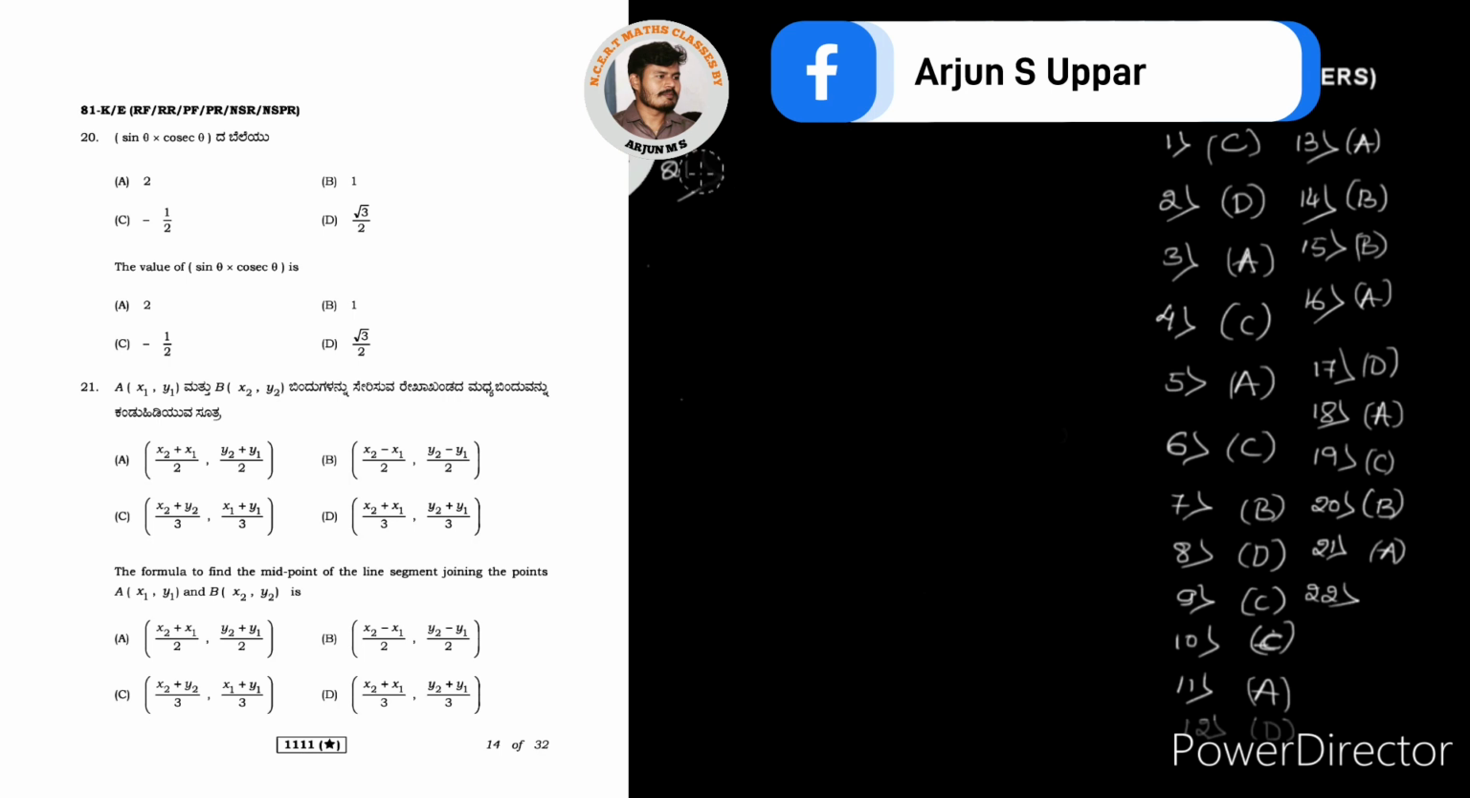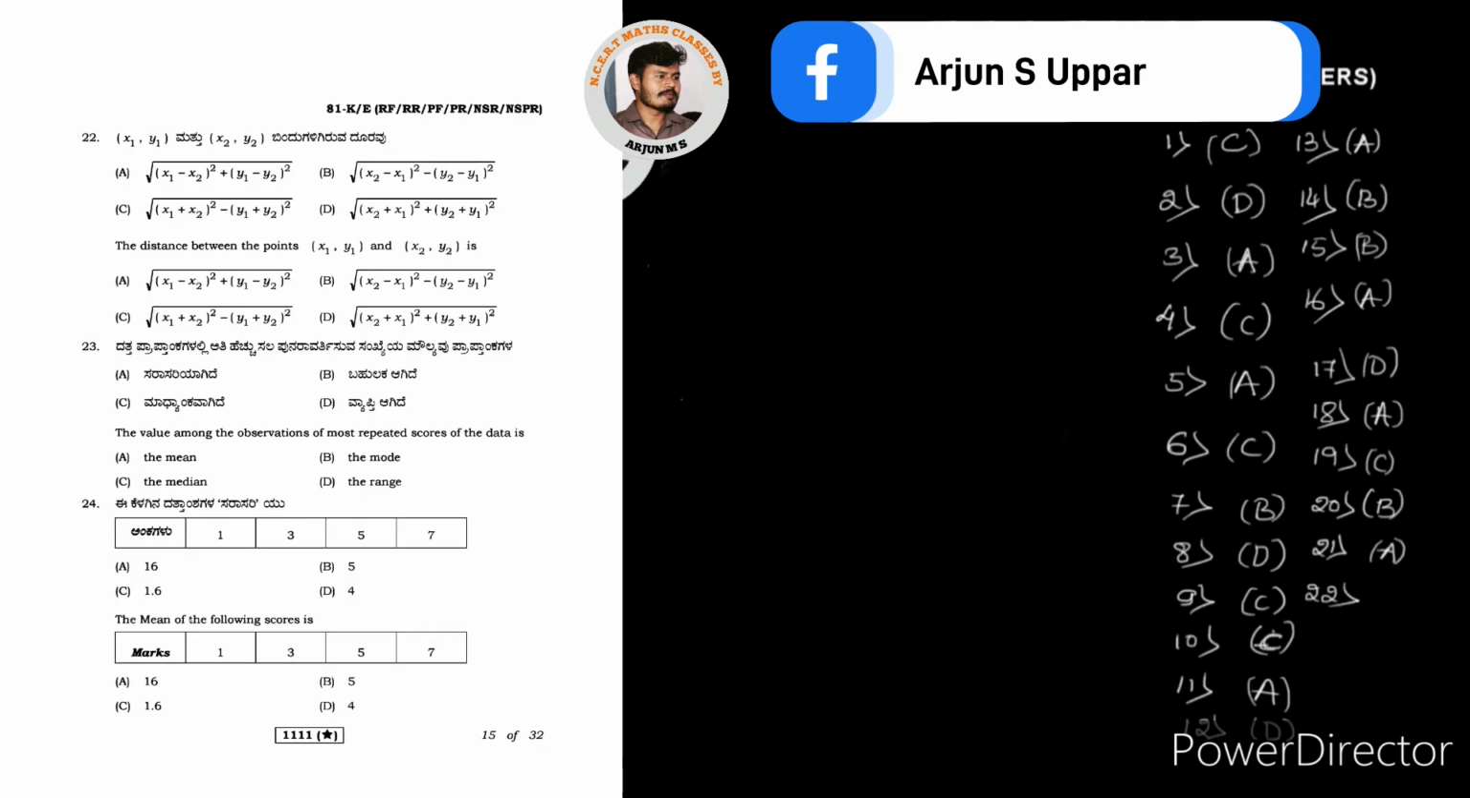So let's move to the 22nd question. This is also a very simple question. This particular question belongs to coordinate geometry. In this question, they are asking for the distance between the points (x1, y1) and (x2, y2). So this particularly belongs to the distance formula. So option A is correct: root of (x1 minus x2) whole square plus (y1 minus y2) whole square, or it can also be written as root of (x2 minus x1) whole square plus (y2 minus y1) whole square. Both are the same. So here option A is the correct answer.